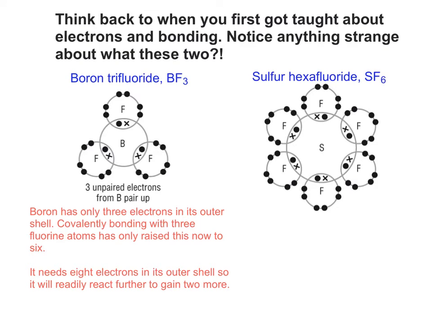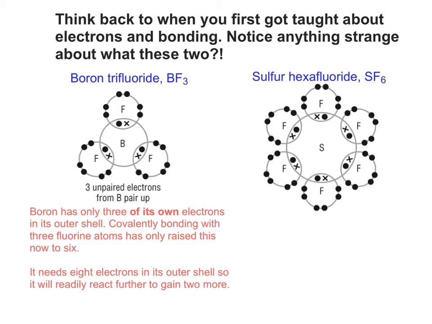So in boron trifluoride, the boron atom only has 3 electrons in its outer shell of its own. So when it combines covalently with 3 fluorine atoms, this total is raised to 6, but it needs 8 electrons in its outer shell ideally, so this particular compound readily reacts further to try and gain those 2 extra electrons.